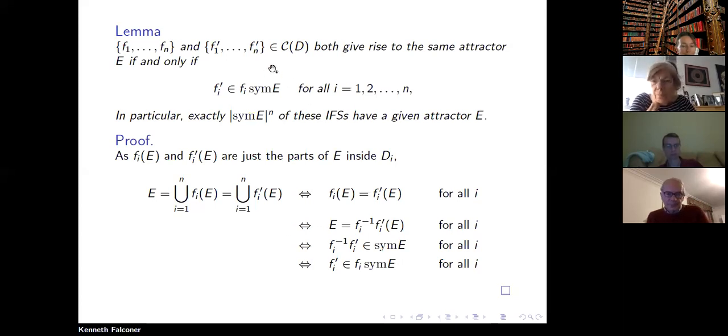The trouble with this lemma is that to be able to say that two iterated function systems give rise to the same attractor, you first have to know what the attractor is, and so you can see what its symmetry group is. So that's not so much use if you start with an iterated function system and you want to know which other iterated function systems give the same thing. You need to find the symmetry group first. So what we really want is to identify iterated function systems that give rise to an attractor with a particular symmetry group. So we next need to try and address this.